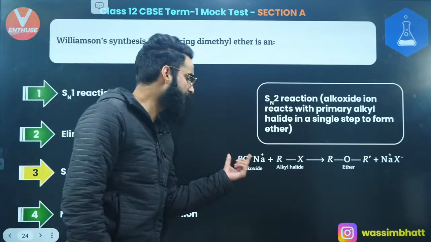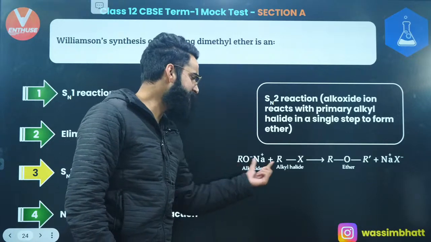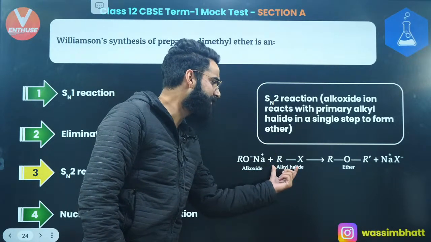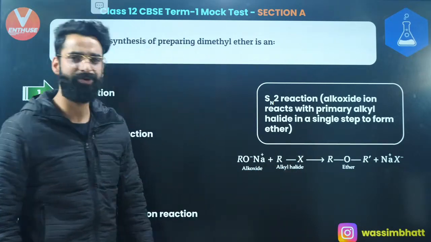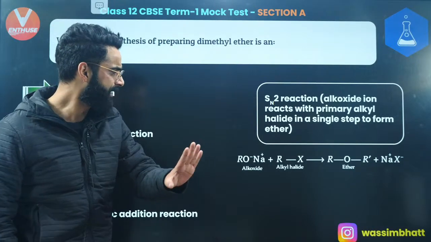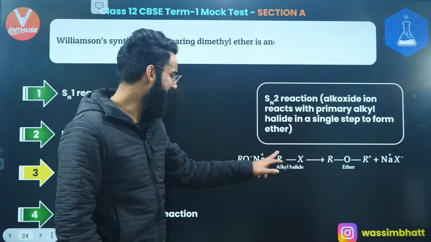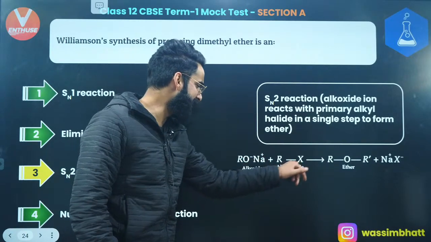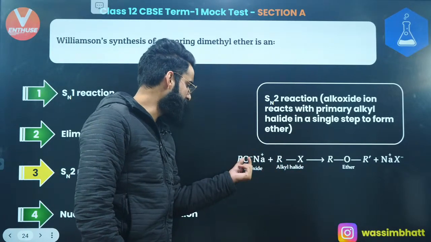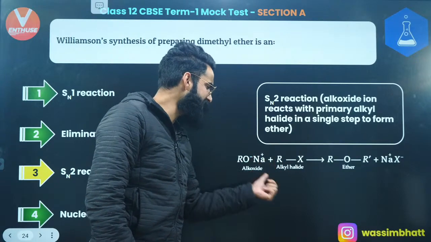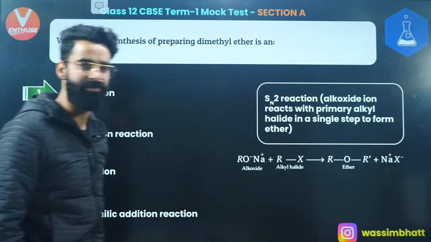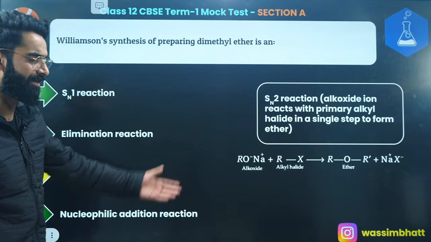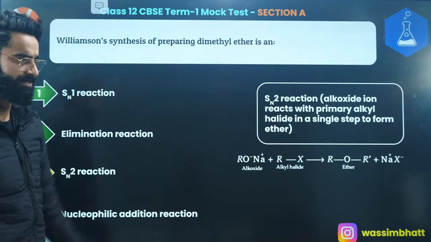You start with the alkoxide, sodium alkoxide. You make it react with the alkyl halide, right? And what do you get in the end? You get ether as the product. Simply, you are going to take this NaX out and you are going to make the product as ROR, which is basically your ether. This is the simplest reaction, which is basically given in your textbook as well.